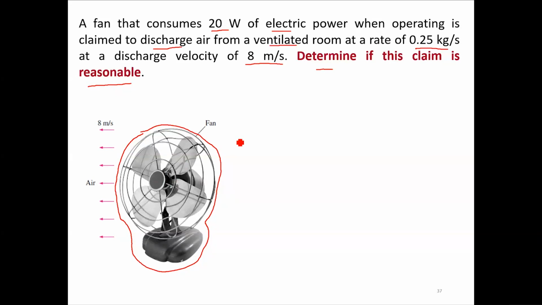So what is being supplied to this system? Can somebody tell me what is being supplied to the system? Electricity. Electric power. Yes. So a power of 20 watt is being supplied to this system, coming into the system, and as a result of this, the air is leaving the system at a velocity of 8 meters per second, and the mass flow rate is also given to you. So this is basically leaving the system.